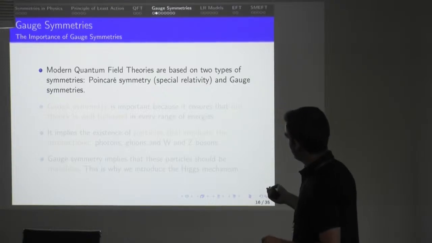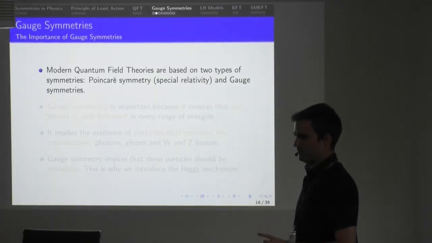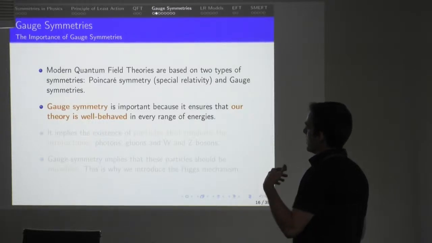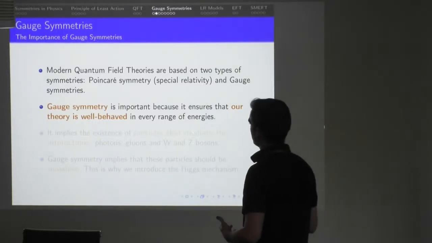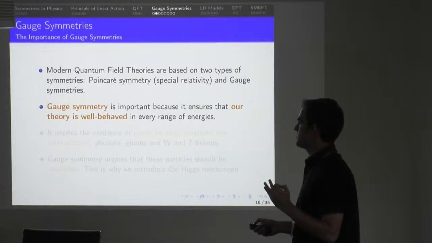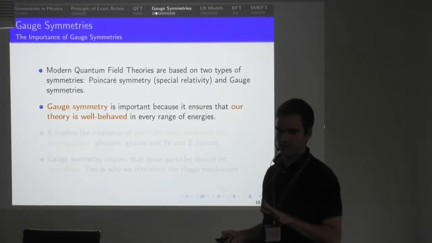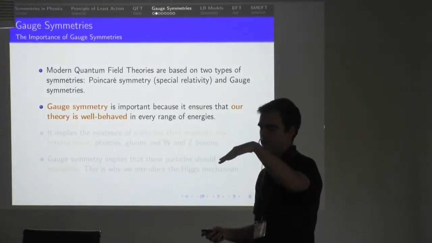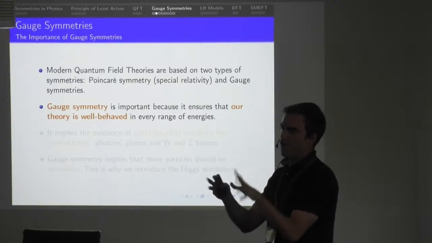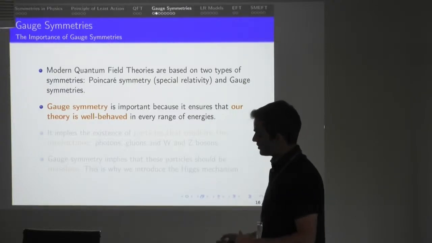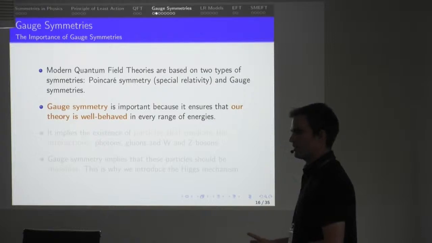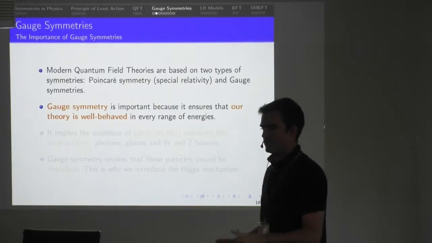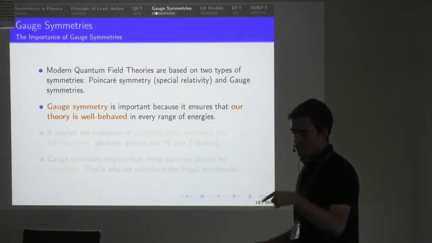But we also have gauge symmetries. Gauge symmetries are important because they ensure that our theory is well behaved in every range of energies. If I have a theory whose Lagrangian has 4 fields or less, and also has an associated gauge symmetry, it is well behaved in every range of energy. It is a good theory, right? It's a sufficient and necessary condition.